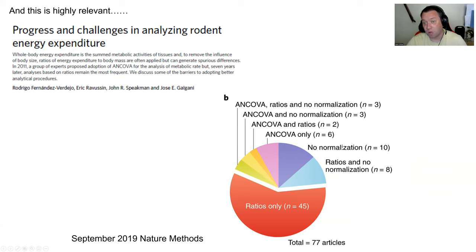But I would argue, therefore, we don't know in this case whether they were, but there could be 16 out of 77 articles that have done what I would consider to be a biologically meaningful analysis of the energy expenditure, or potentially biologically meaningful, depending on what they were trying to explain, a difference in body weight versus a difference in metabolic rate.